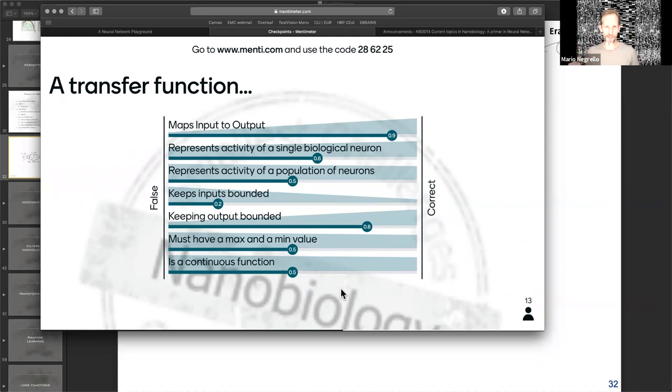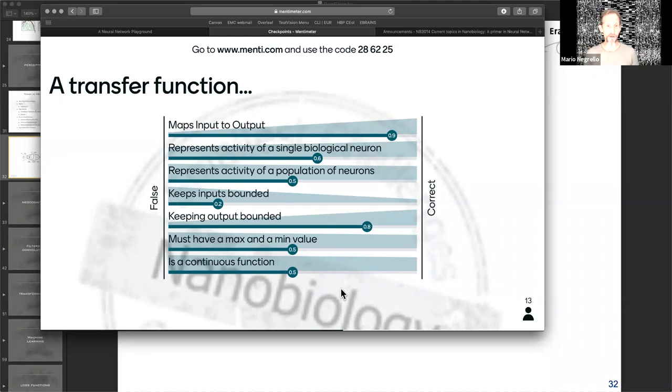Both a single biological neuron and representing the activity of a population of neurons are essentially correct if you know how to argue them, but you have to be able to make your assumptions clear. That's why this yes or no question, false or true, is a false dichotomy, as many of these are.